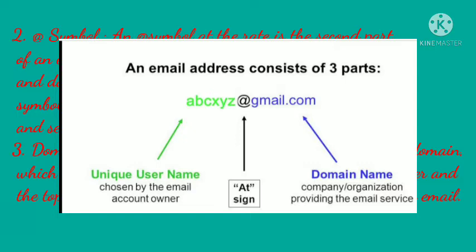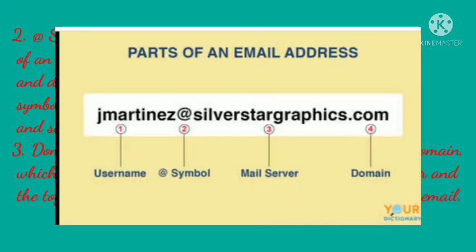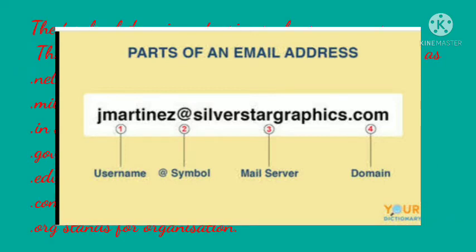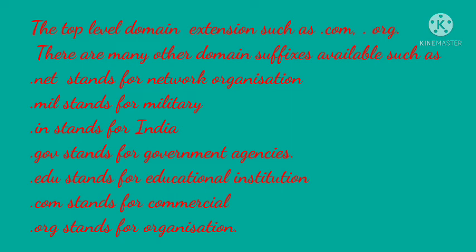The third part of an email address is the domain. It is divided into two parts, that is the mail server and the top level domain. The mail server is the server hosting the email account. For example, Gmail uses Gmail as the server. The top level domain indicates the extensions such as .com, .org, etc.